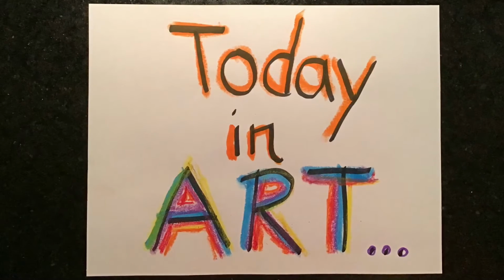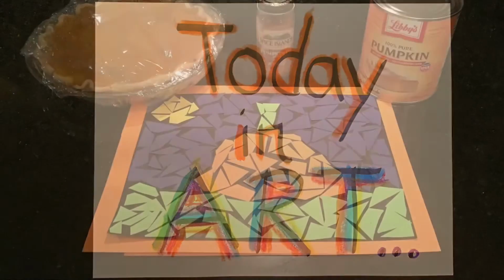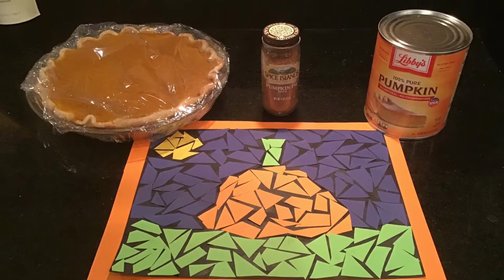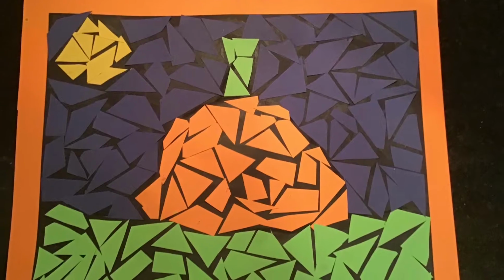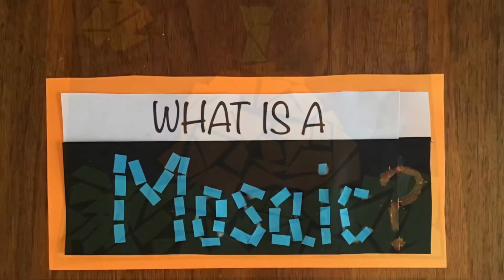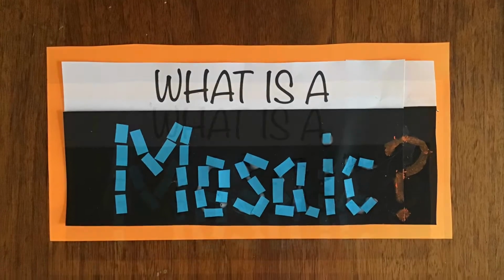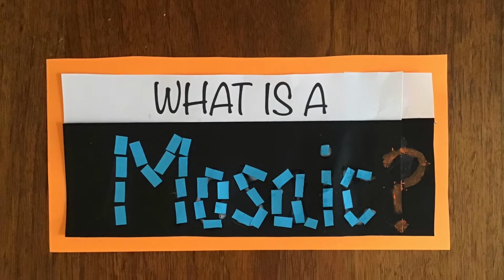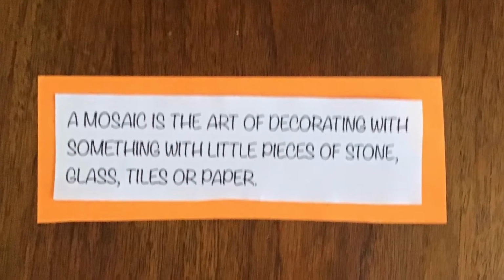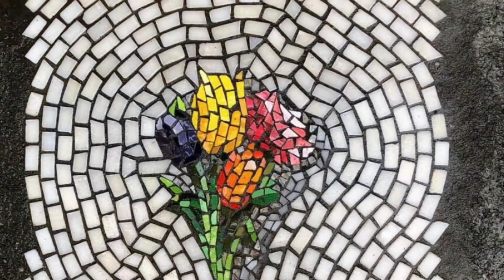Well, today in art, we are going to be working on mosaics. Say mosaics, and I'm going to tell you what those are. Oh, remember in November you still like pumpkins. Miss Patty loves pumpkins, so we're going to make a mosaic pumpkin. So what is a mosaic? Well, a mosaic can be made out of lots of different things. It can be made out of glass, which you'd have to be really careful, stone, tiles, or paper. Today in art, we're going to make our mosaic out of paper.